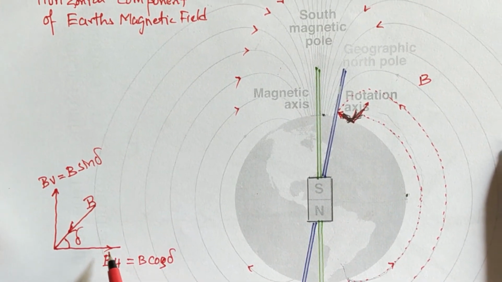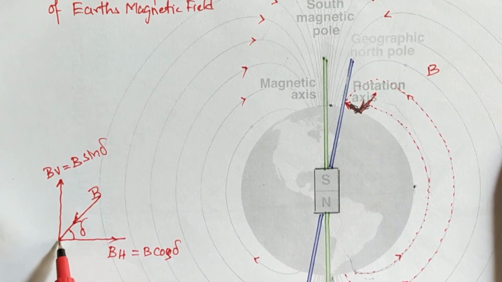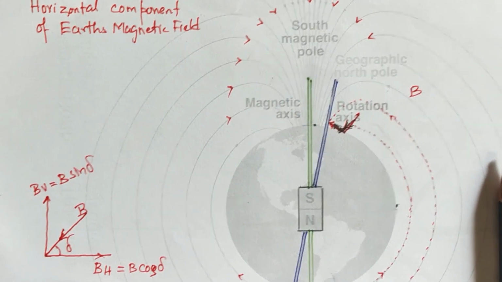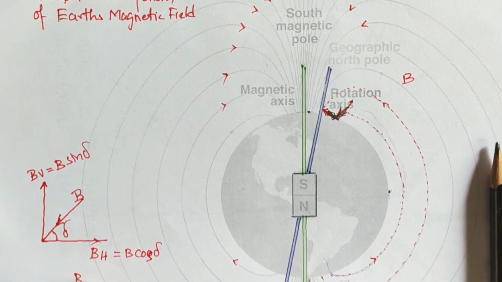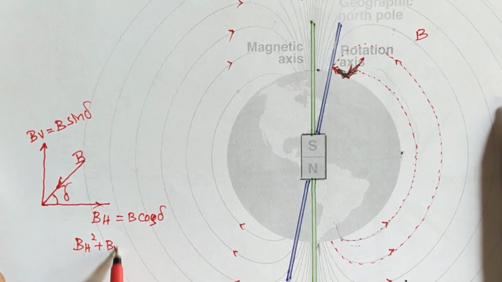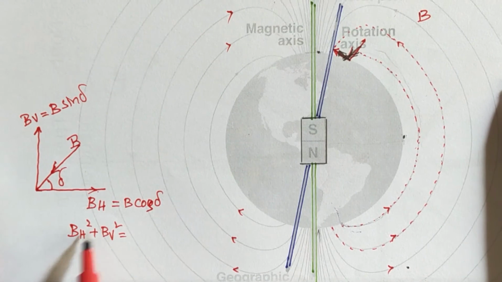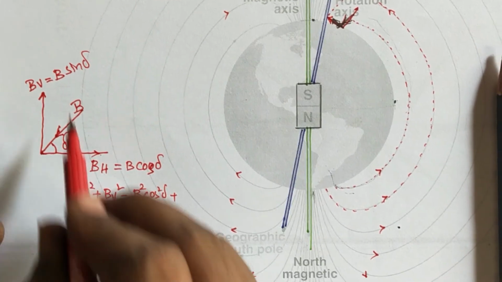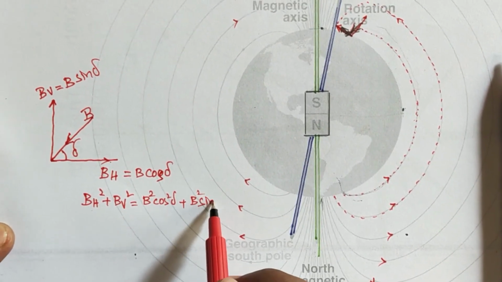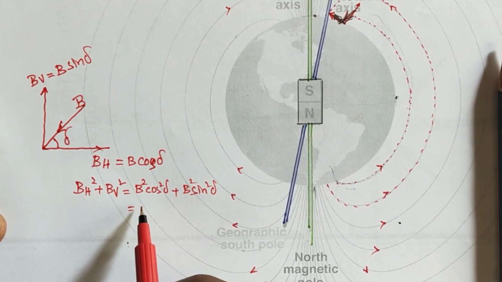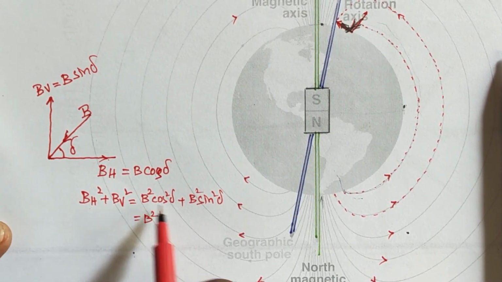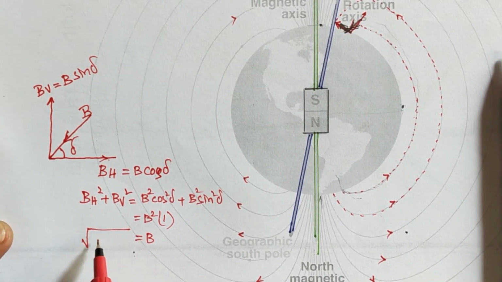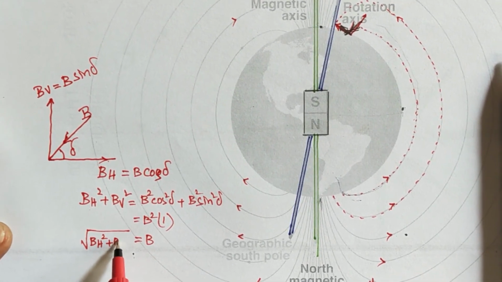Now what is the magnitude of this field? How can we measure the magnitude? When these two vectors are perpendicular to each other, the resultant is the square root of the sum of the squares. Therefore, if I sum BH square plus BV square, I get B square cos square delta plus B square sin square delta. Taking B square common, sin square delta plus cos square delta is 1. Therefore, B is the square root of BH square plus BV square.